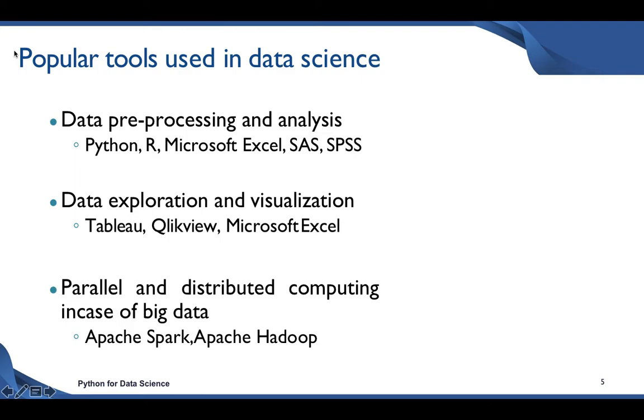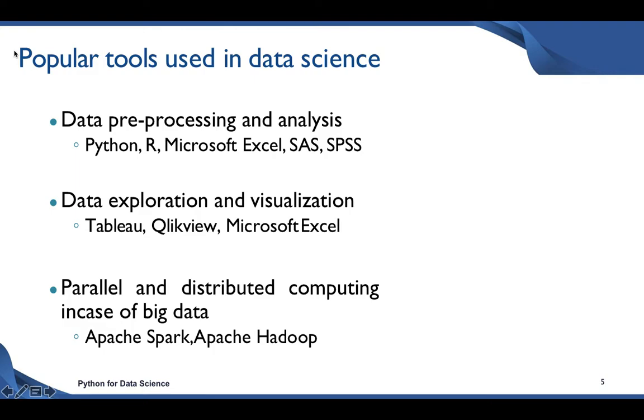The popular tools used in data science are Python, R, Microsoft Excel, SAS and SPSS. These are some of the pre-processing and analysis tools. Python has gained very wide use and importance in data pre-processing because of its open source and freely available data science libraries. The rest of the tools have some limitations because they cannot handle complex data, and some of them are licensed and charge a very huge amount, right?